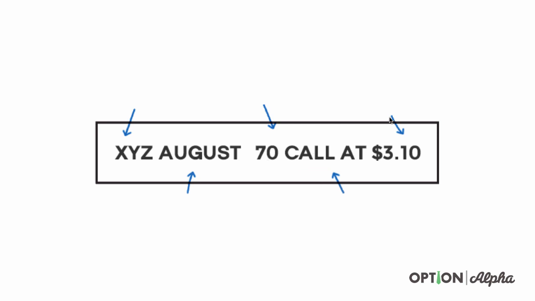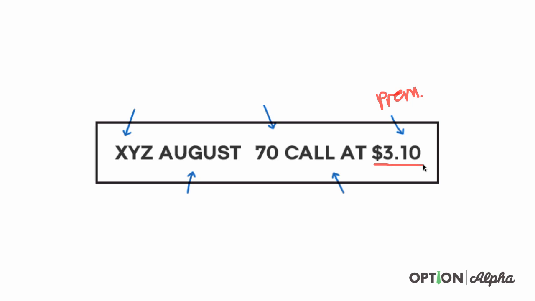The last and fifth part of an option contract is the premium that is paid or received by either party. In this case, this is PR, premium. I think I spelled that right to begin with, a little antiquated here. But the premium is what is received or paid by the buyer or the seller. In this case, if you're an option buyer, you would be paying $3.10 for this option contract. If you're an option seller, you'd be receiving $3.10 for this option contract.